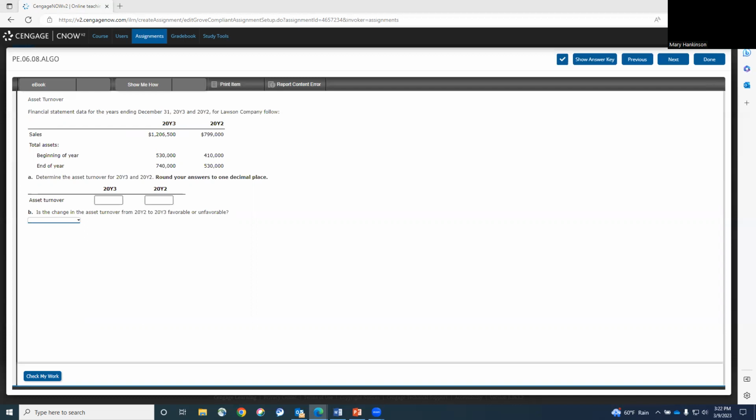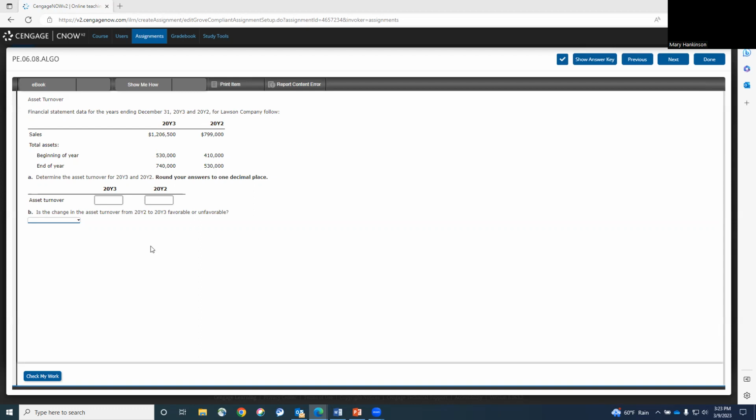And this is sometimes called the ratio of sales to assets. And it measures how effectively a business is using its assets to generate sales. A high ratio indicates an effective use of your assets. So asset turnover is calculated by taking your total sales and dividing it by your total average assets.